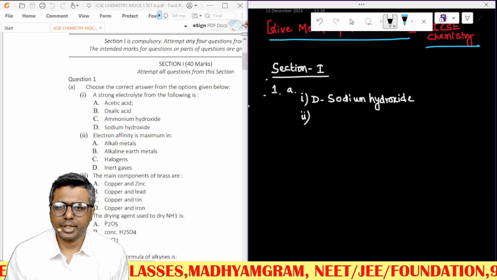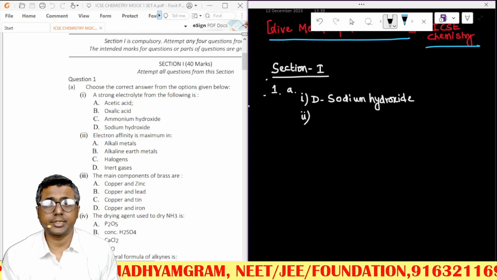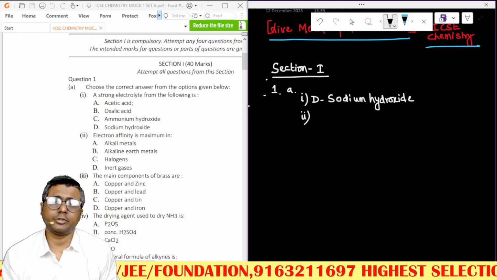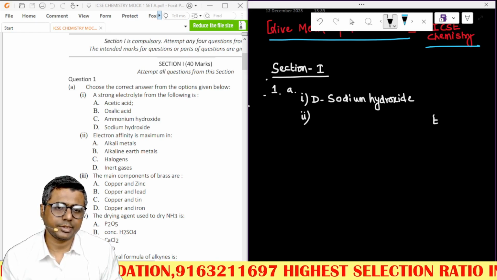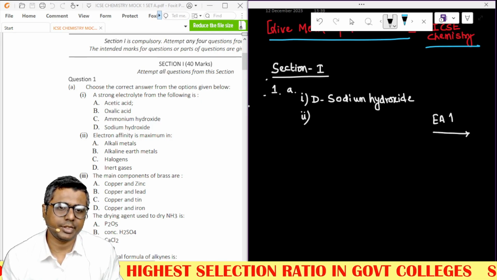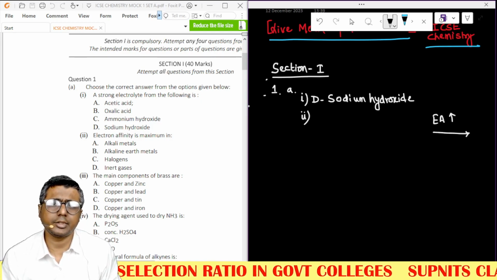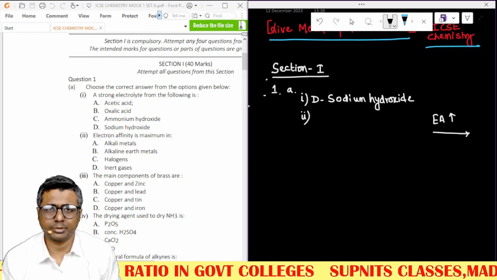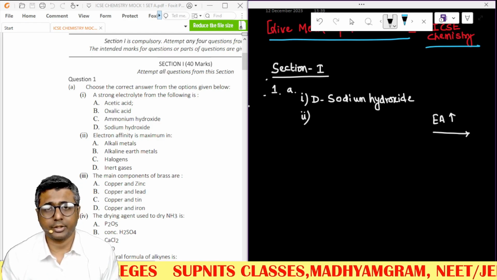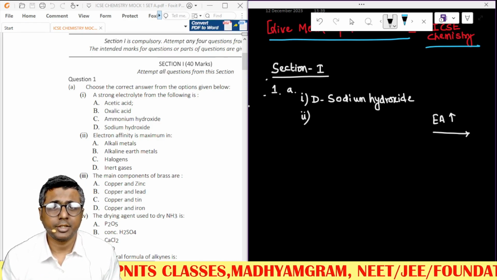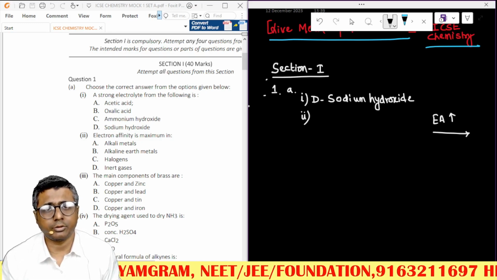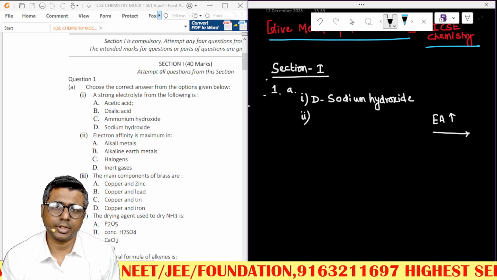Clear? Next question. Electron affinity is maximum in which of these groups? So here 4 groups are given. So in electron affinity, what happens? When we go across the period, electron affinity increases. That means the last group should have the best electron affinity. Now the last group is the noble gas group, that is the inert gases group. I cannot take that because inert gases have stability of octet and duplet. They are not going to accept an electron. Definitely they are not going to have the highest electron affinity.